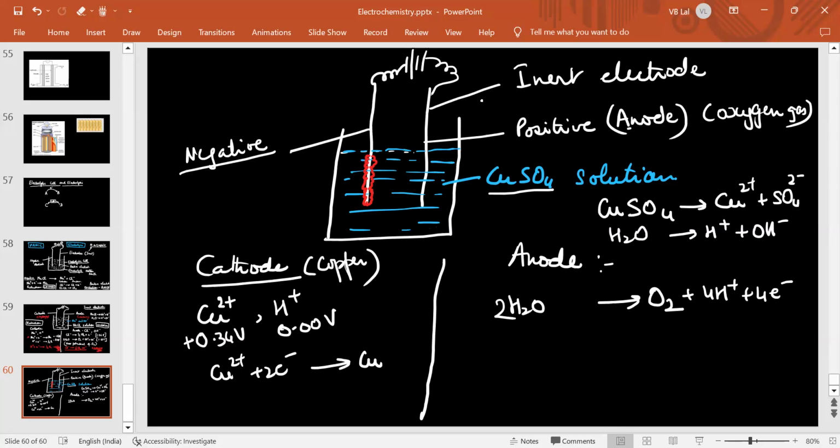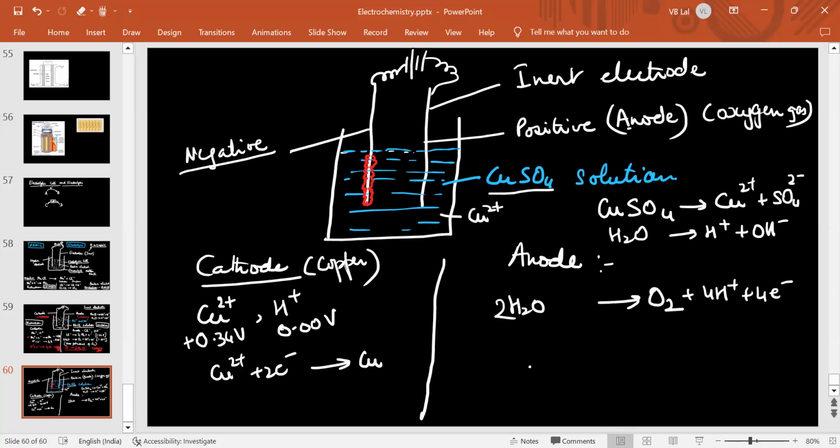Can anyone tell me why the solution is blue in color? Anybody? Because copper sulfate solution contains which ion? Cu2+ ions. Because of the copper ions, it is blue in color. So now what happens? The Cu2+ ions will start getting discharged at the cathode. Copper ions are changing into copper and getting deposited at the cathode.